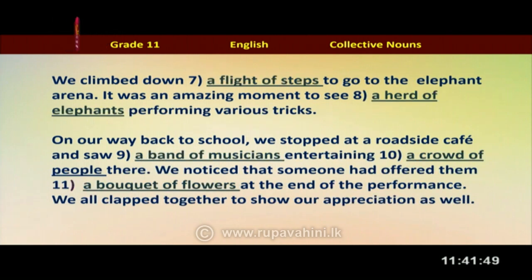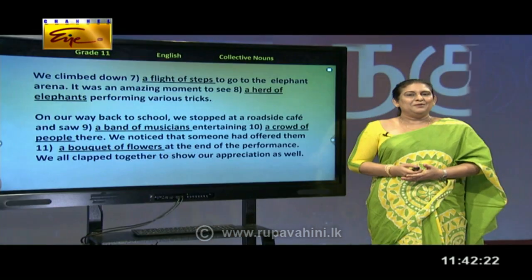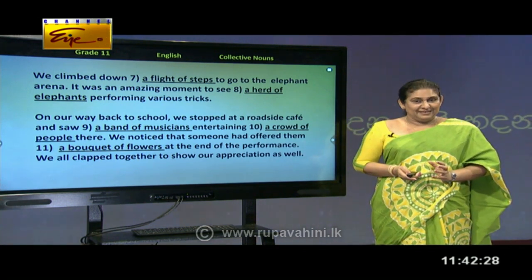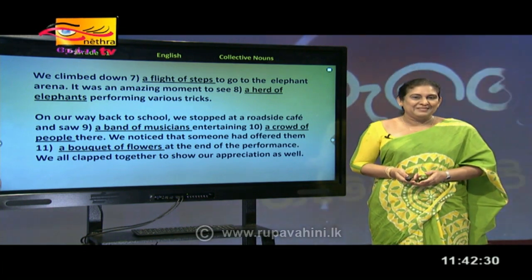Right. So we climbed down a flight of steps to go to the elephant arena where the elephants are performing. Yes. It was an amazing moment to see a herd of elephants performing various tricks. On our way back to school, we stopped at a roadside cafe and saw a band of musicians entertaining a crowd of people there. We noticed that someone had offered them a bouquet of flowers at the end of the performance. We all clapped together to show our appreciation as well. Hope you got an idea how to use these collective nouns. We have described the scene in the zoo and see how we have used these words.